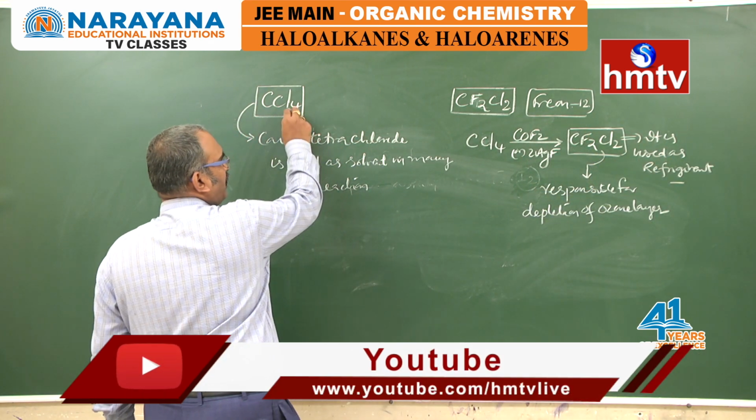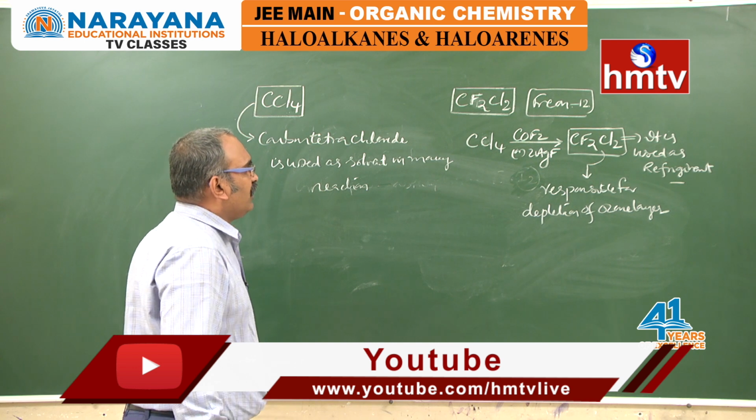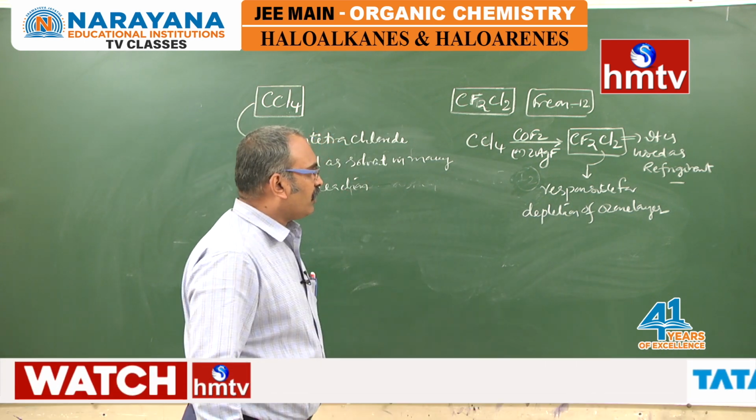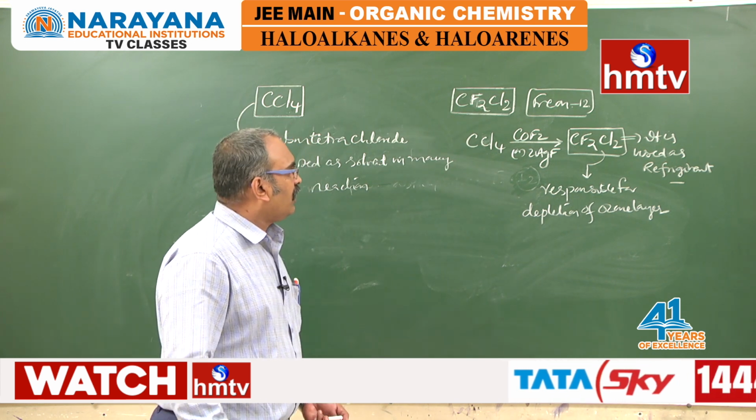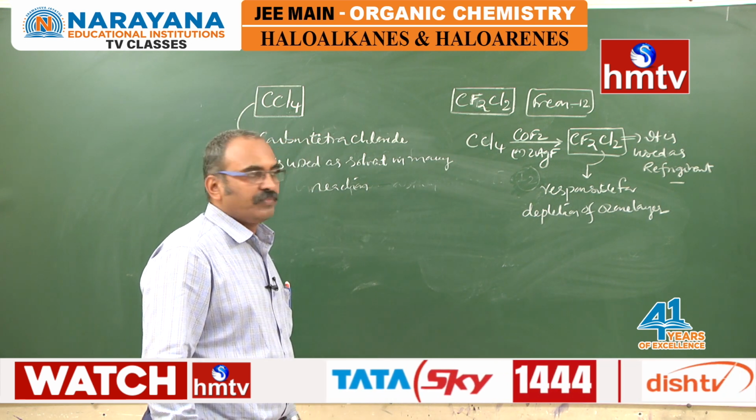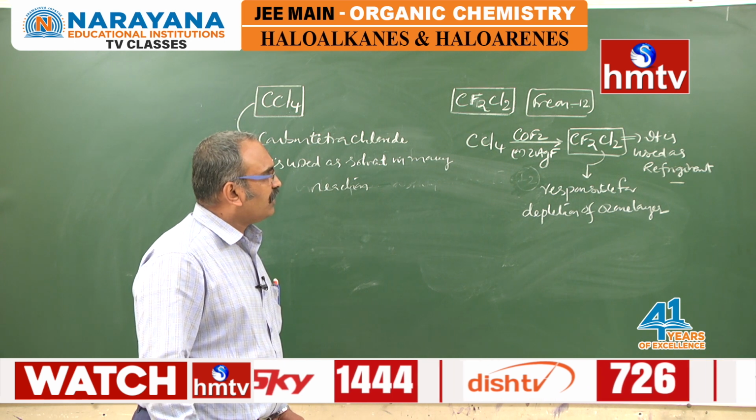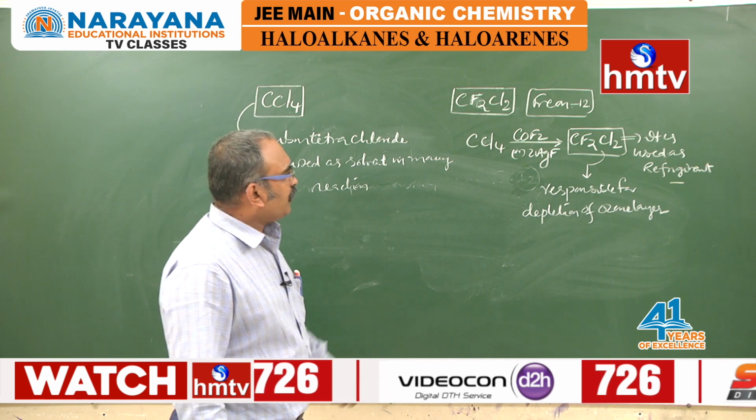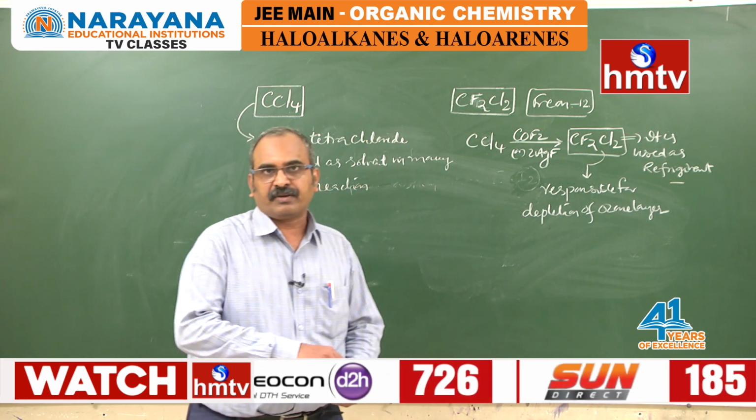So, from carbon tetrachloride, CF2Cl2 is prepared through the Swarts reaction. When carbon tetrachloride reacts with cobalt difluoride or silver fluoride, we get CF2Cl2, which is used as a refrigerant, and it is responsible for the depletion of the ozone layer.